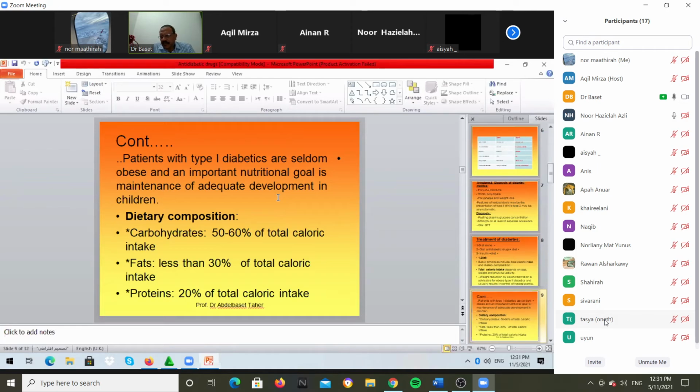A very important point when you speak about the management of diabetes in children: be aware of the process of growth and development. Allow this child to grow properly, not to deal with diabetes and allow this child to be stunted. No.